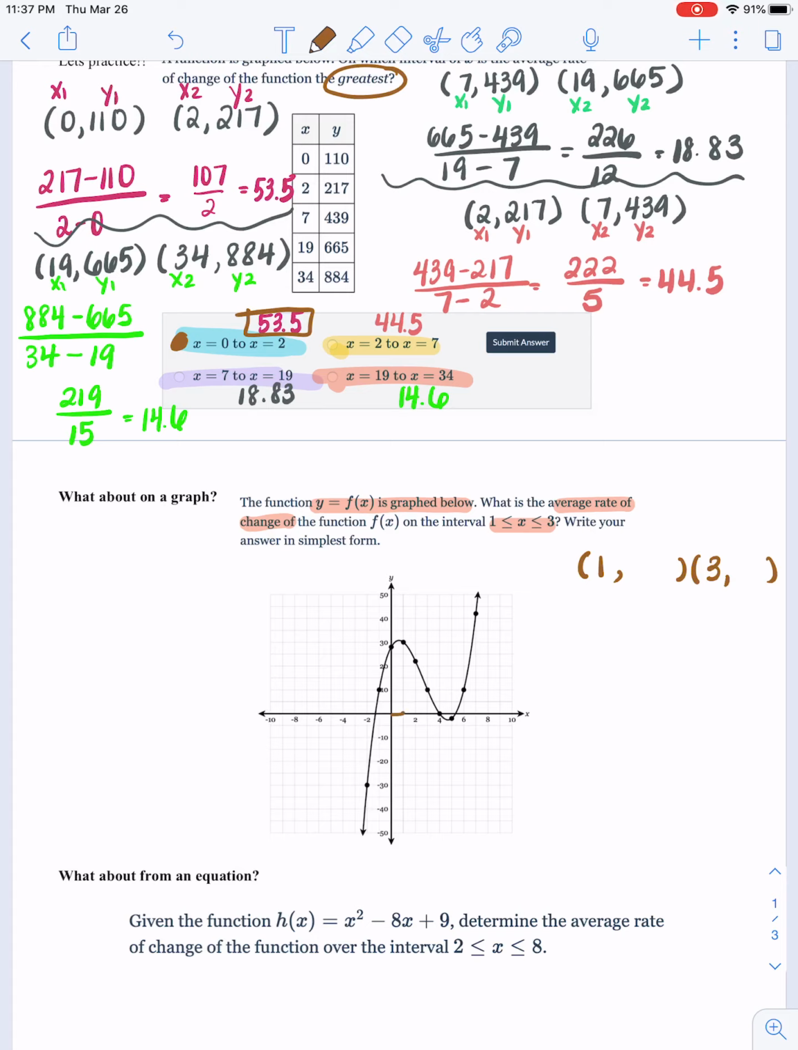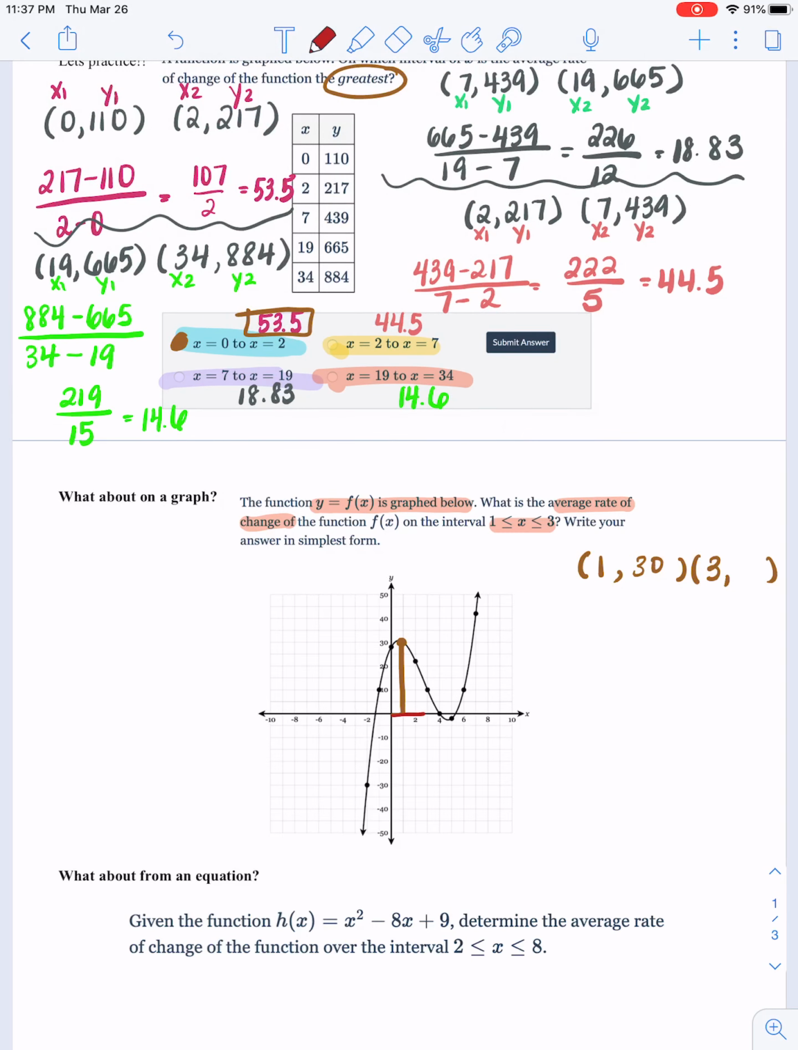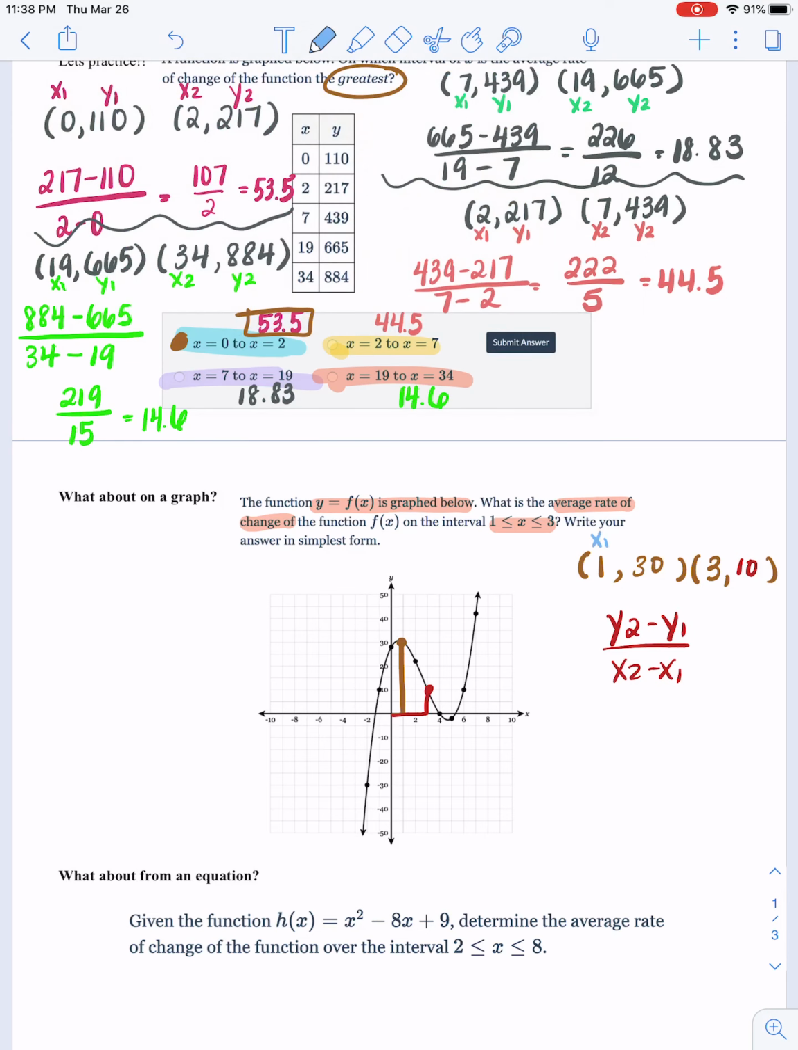When x is equal to 1, my y value is going to be 30. When x is equal to 3, 1, 2, 3, my y value is 10. And now I can use my slope formula. y2 minus y1 over x2 minus x1. Do myself a favor and let's label. This is x1, y1, x2, y2.